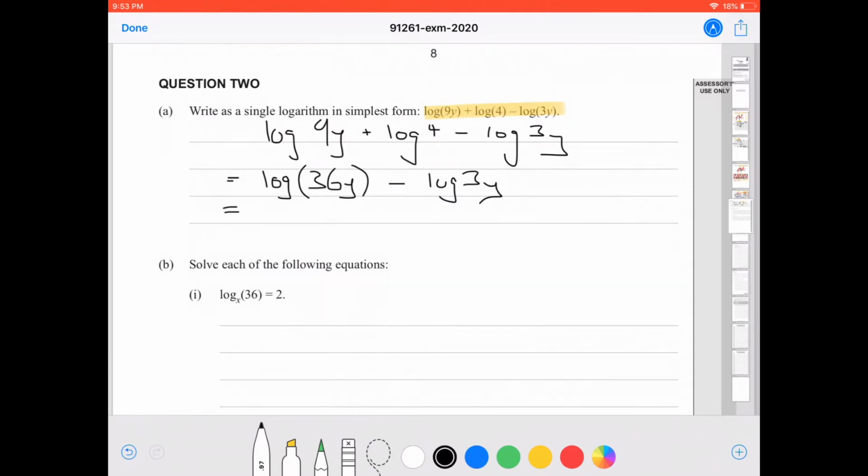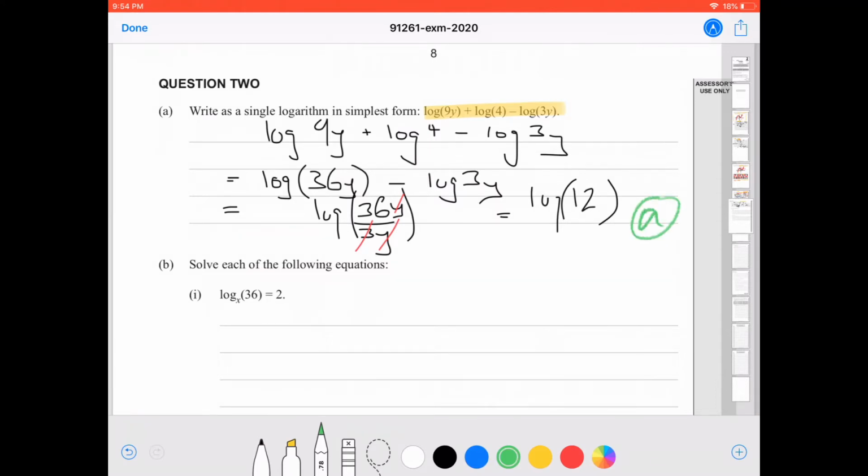And so this equals, now we're subtracting logs, meaning we divide what goes inside the brackets. So log 36y over 3y, and we can simplify this and say log 12 here. The two y's cancel, the 3 cancels, and the 36 becomes 12. Okay, and for this question, a correct solution gets you the achieved.